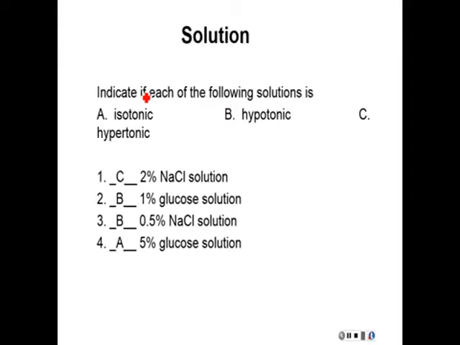And the answer is C, hypertonic, because 2% is a lot. You'll notice the only isotonic one is A, the 5% glucose solution. For sodium chloride, it's supposed to be 0.9% NaCl, so this solution is less than that. That's why it's hypotonic. The glucose is less than 5%, that's 1%. Sodium chloride bigger than 0.9% is hypertonic.